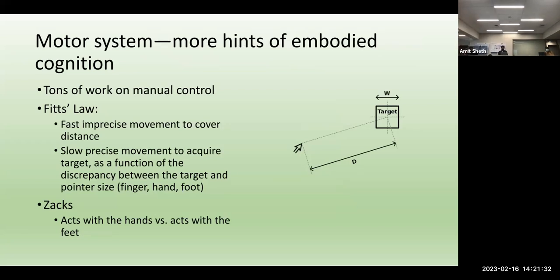And more of this thread of embodied cognition. We need to start thinking about how our perceptual systems and our motor systems interact in our behavior.